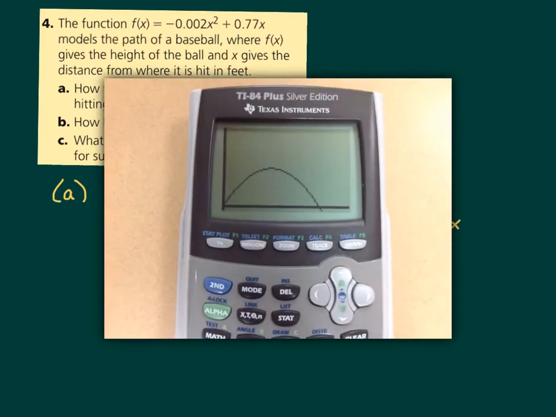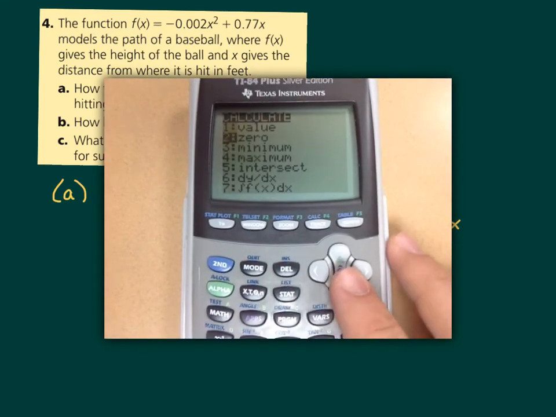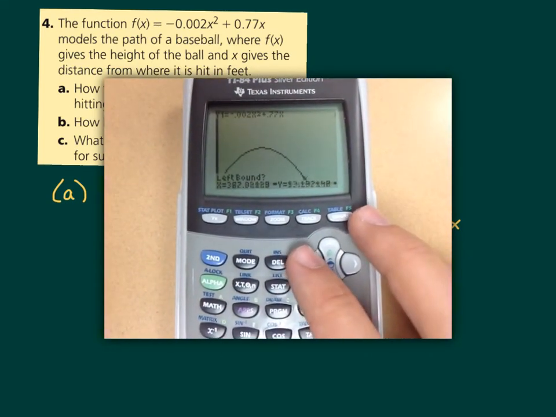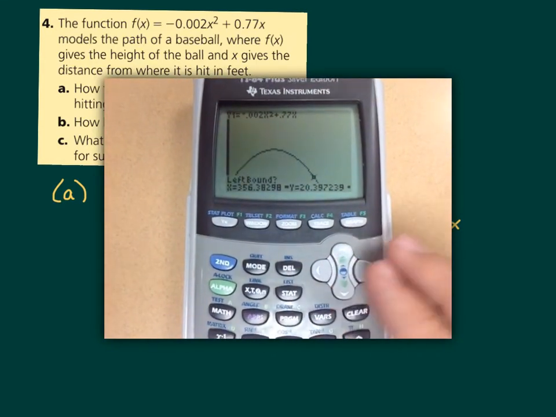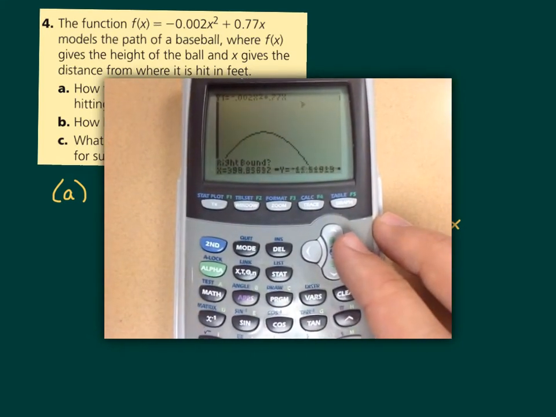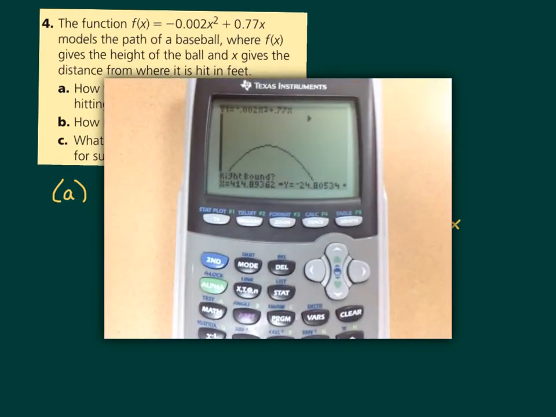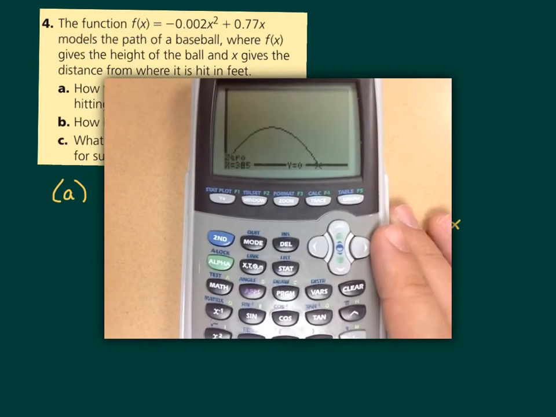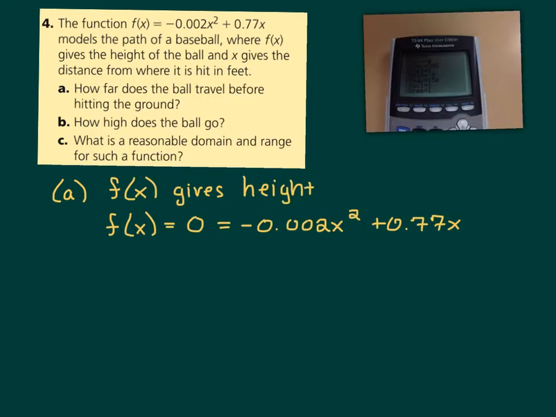We need to find this 0. So second, calculate 0. There's my cursor now. So we are to the left of what we want. Then we move down to the right. And you don't need to be able to see the cursor, you just need to know that the cursor is down here somewhere to the right of the 0. Then push enter again. And we can see that our 0 is 385. So in part A, how far does the ball travel before hitting the ground? 385 feet.